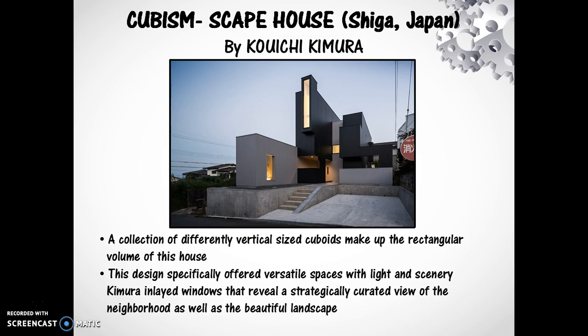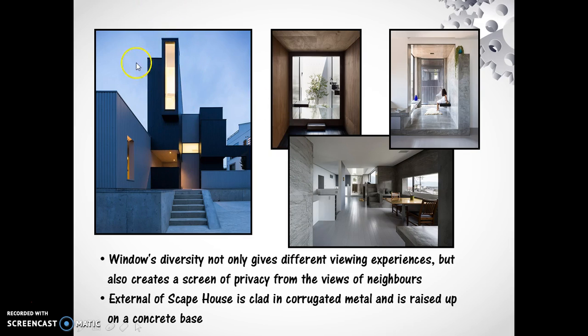Within each of the cuboid volumes that make up this house, the design specifically offers versatile space with light and scenery. Kimura inlaid windows that reveal a strategically curated view of the neighborhood as well as the beautiful landscape. Rather than using too much glazing, Kimura was keen to use both small and large windows to create a hierarchy of views. As you can see, this is more obvious. It's like there's a hierarchy point in this building.